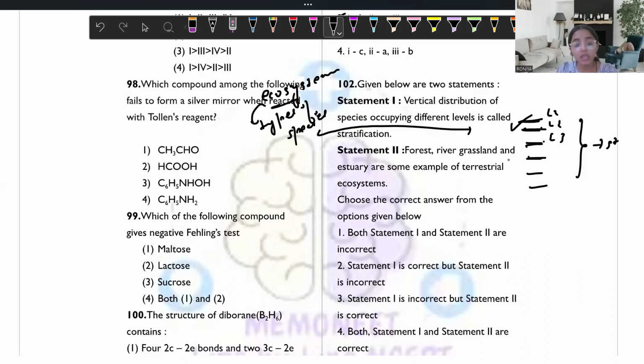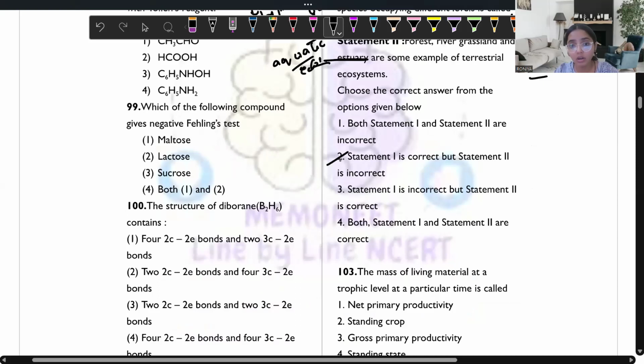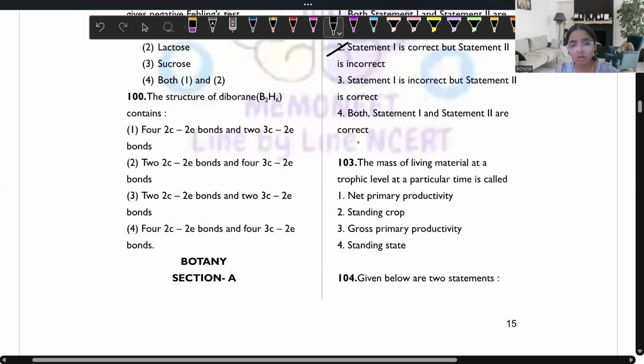After this, what is it saying? Forest, river, grassland, and estuary are some examples of terrestrial ecosystem. I would say this is a wrong statement because estuary, my friends, is an example of aquatic ecosystem. Understood? So this is a wrong statement. The answer would be statement 1 is correct and statement 2 is incorrect. That is option 2. Okay, moving on to the next question.